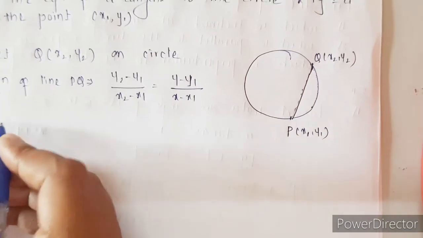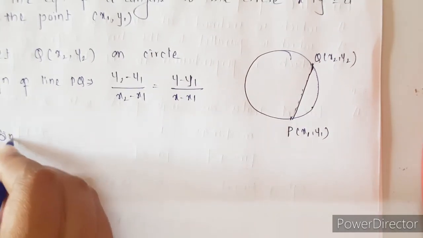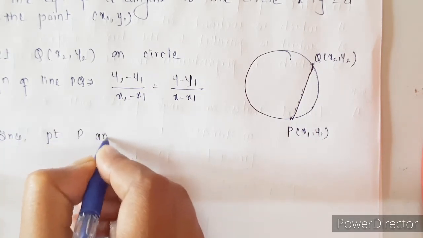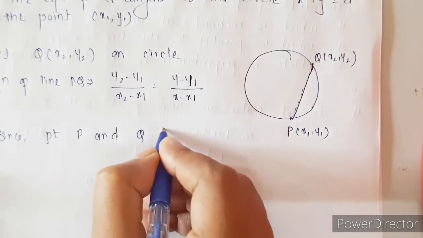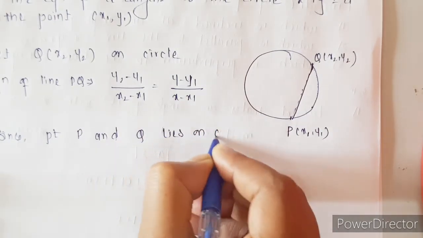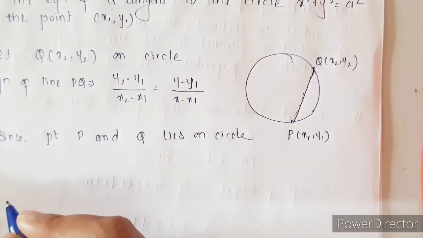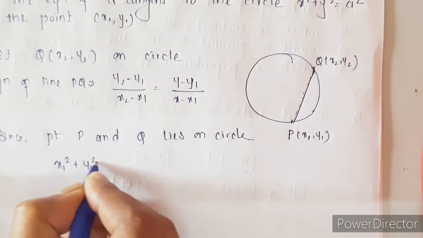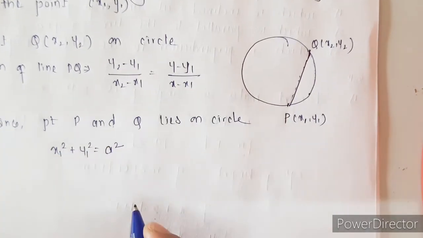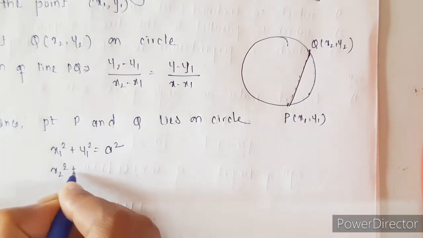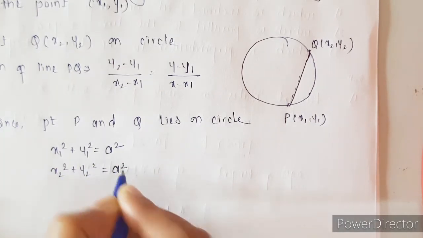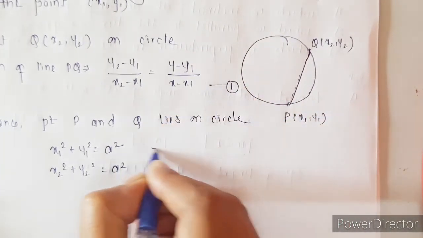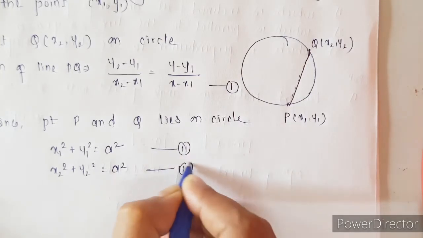Now again we know that point P and Q lie on the circle, so they should satisfy the equation of the circle. If I substitute x1 and y1, it has to equal a square. Similarly, if I substitute x2 and y2, again it should satisfy the equation. So I am marking these as equation 1, second and third.